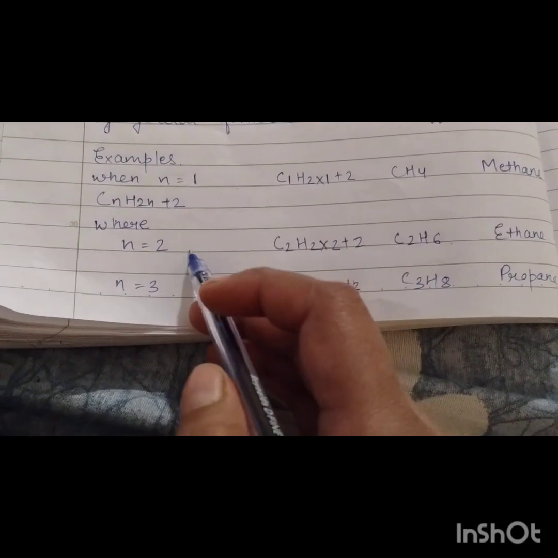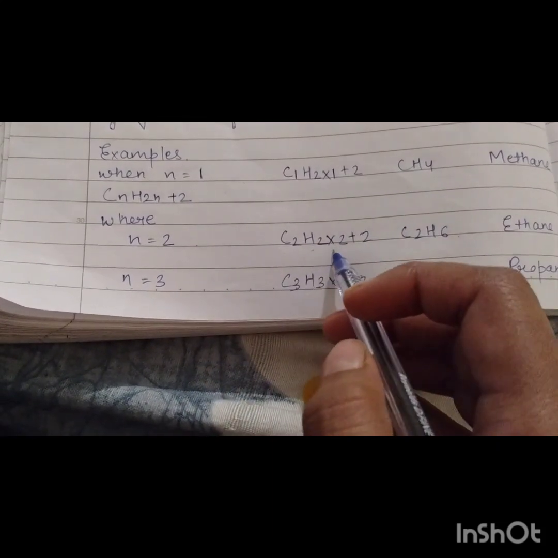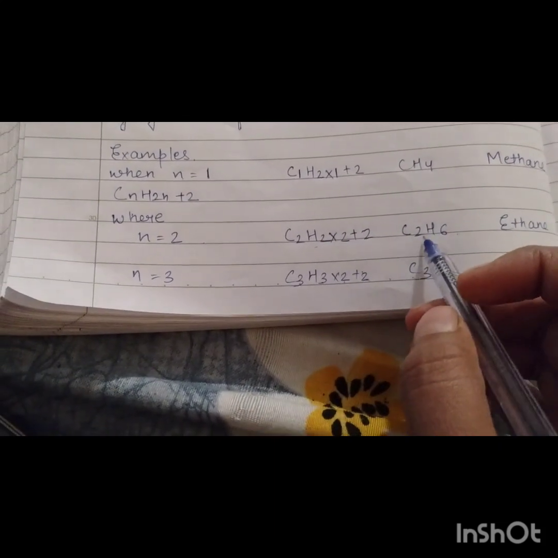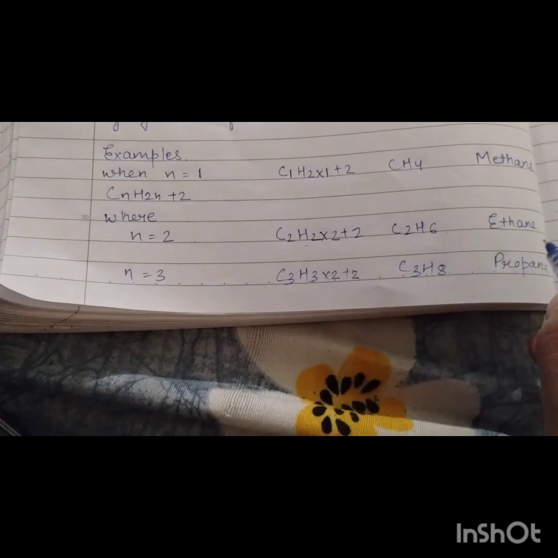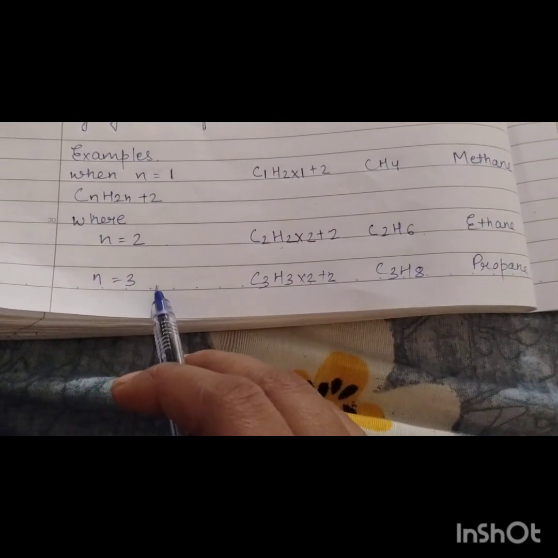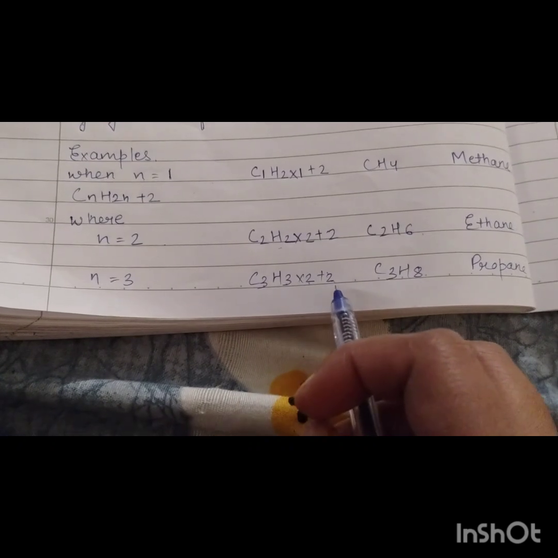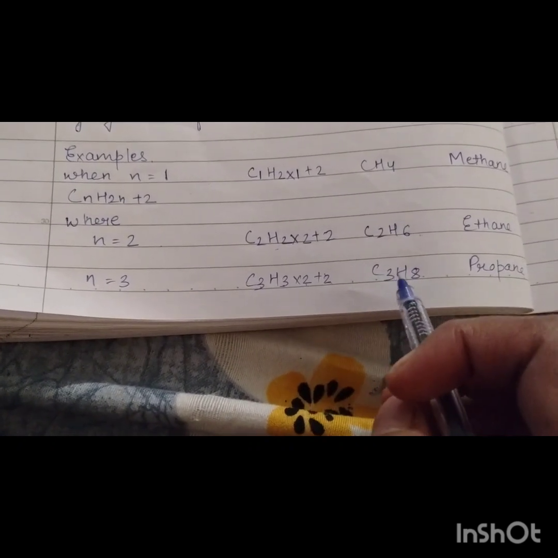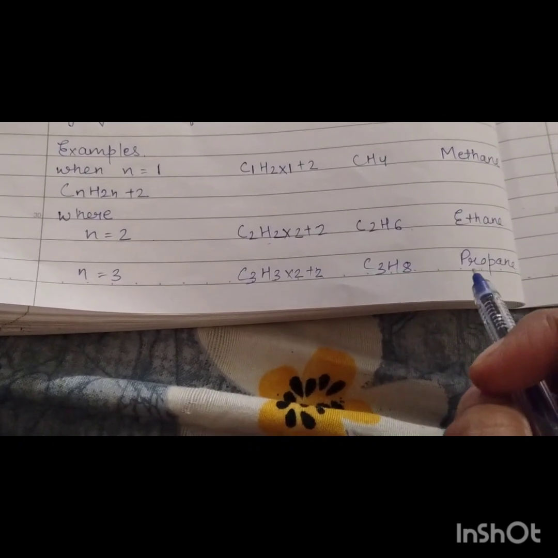Another one where n is equal to 2: C2H(2 times 2 plus 2), so the compound becomes C2H6, that is ethane. n is equal to 3: C3H(2 times 3 plus 2), the compound becomes C3H8, that is propane. So this is the nomenclature.